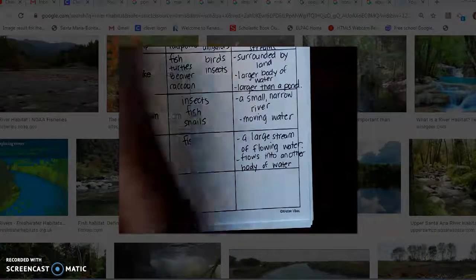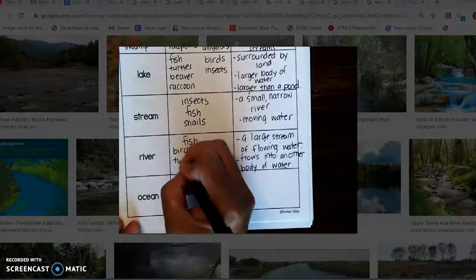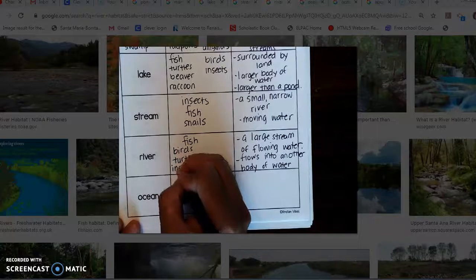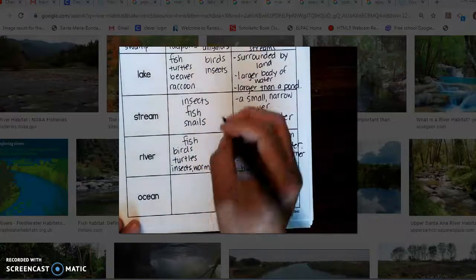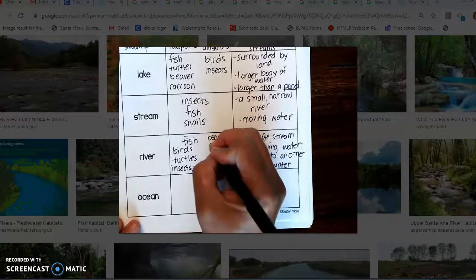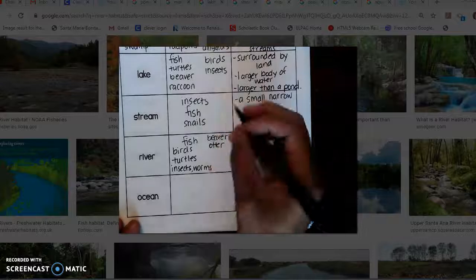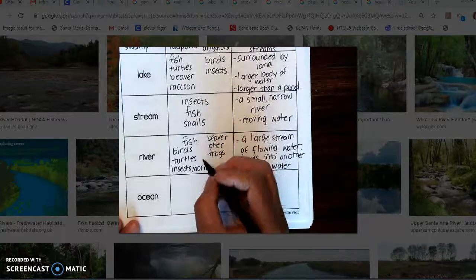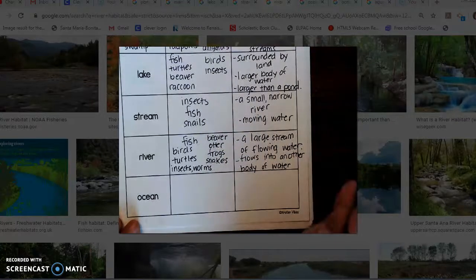Okay. We see birds and turtles, of course, insects and worms especially. We'll see the beaver down here as well. Otters also live in the river. Frogs, and my not so favorite animal, maybe I'll learn to like them too, the snake.